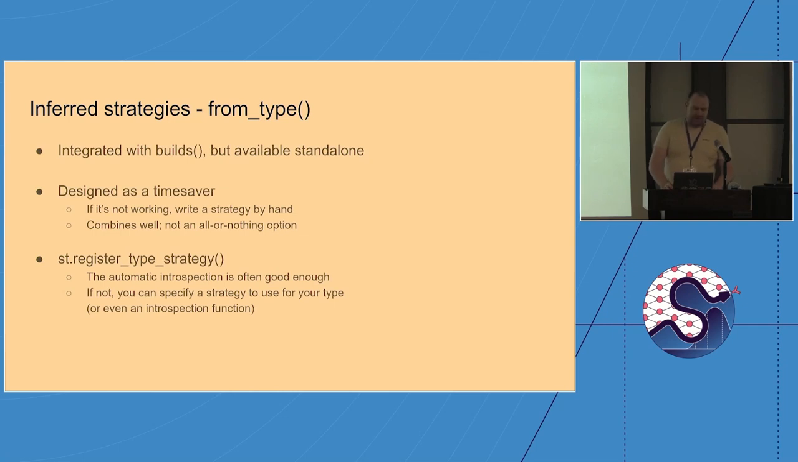And if you have custom types, you can also register a particular strategy for those. Like if you have a class where, for example, the age is an integer, but it can never be negative, then you can register with hypothesis that whenever it's generating an instance of this class, it should respect that constraint.